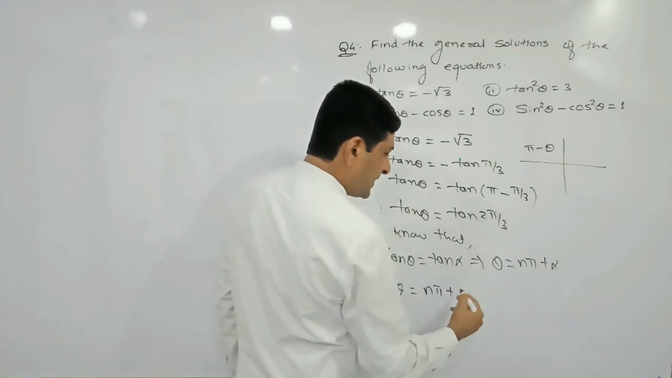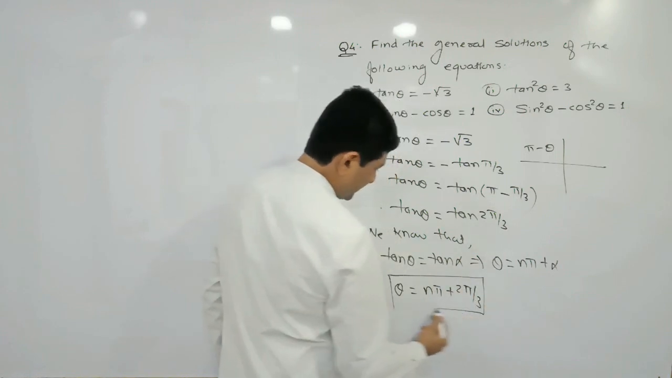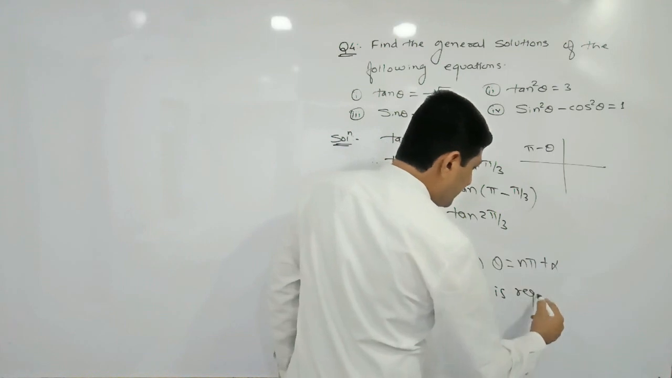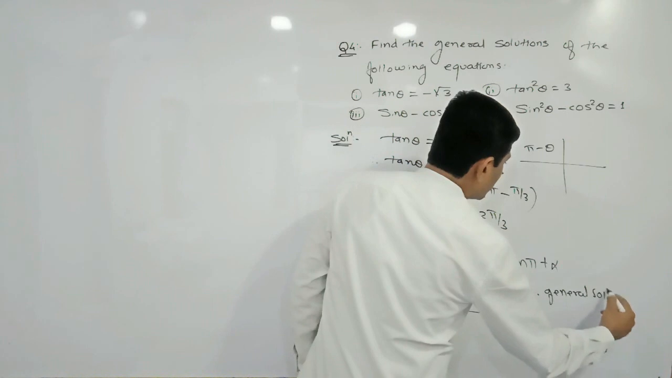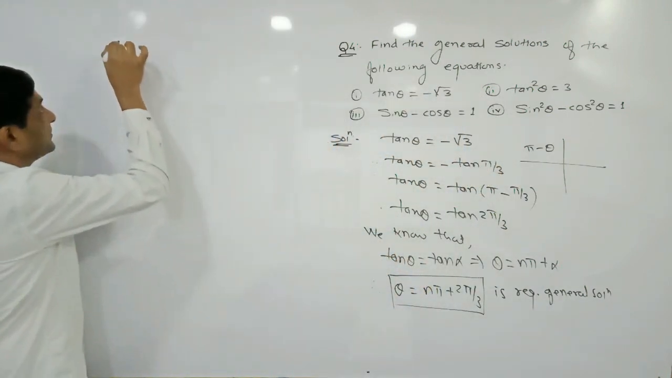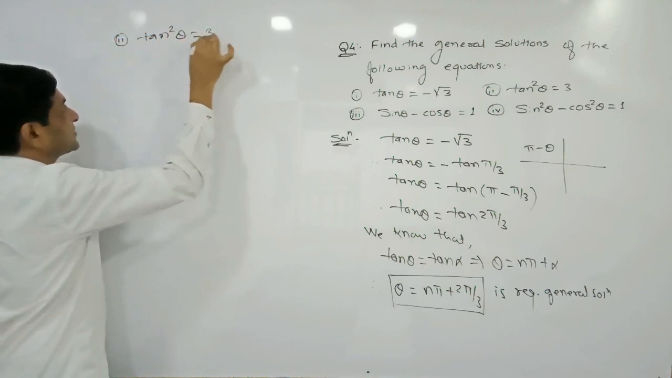Alpha we are replacing by 2 pi by 3. In this way we have got the required general solution of this trigonometric equation. Observe in the second example, the given equation is tan square theta is equal to 3.